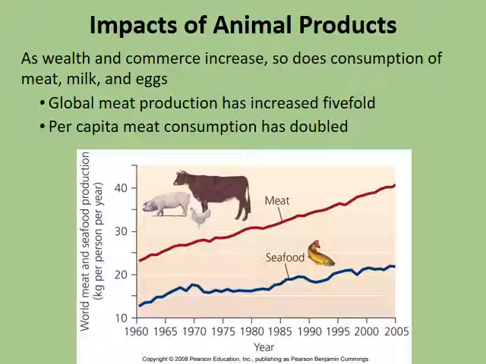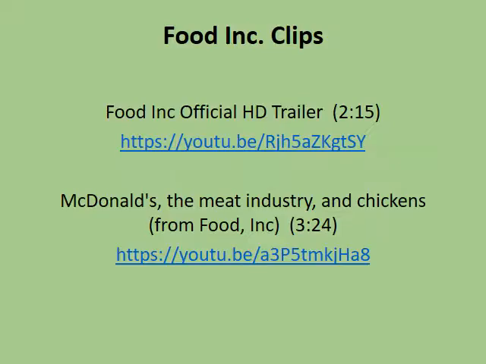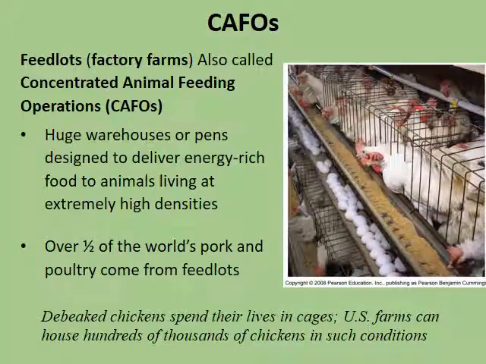As you go through the demographic transition model, you have more affluence, more wealth. So people are eating higher up on the food chain, which means there's less energy. Per capita meat consumption has doubled. We're going to watch these clips in class.